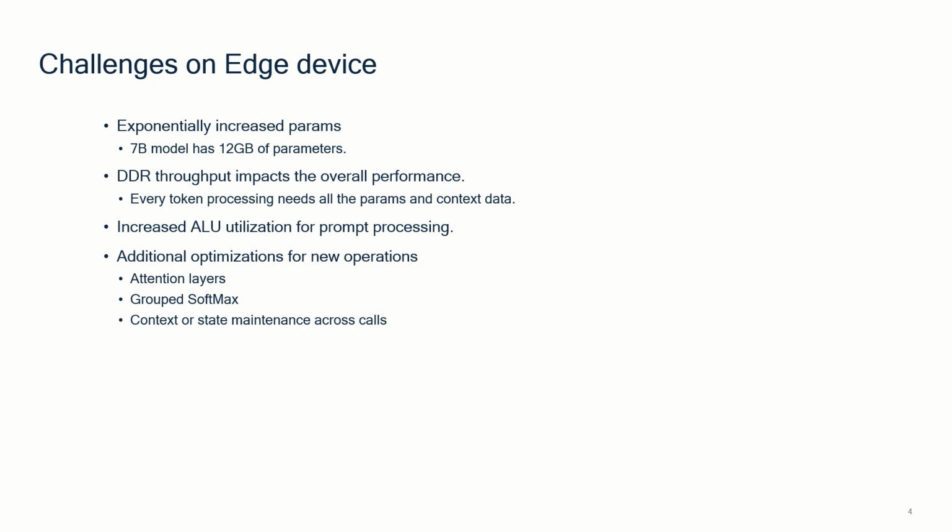Large language models have brought a new set of operators into the DNN networks, like attention layers, which are computationally complex compared to the kind of layers we used to see in convnets and all that. And with large language models, we need to do a lot of optimizations.